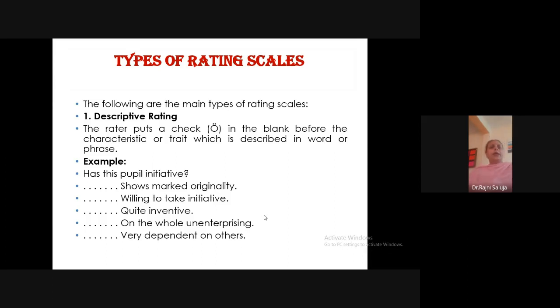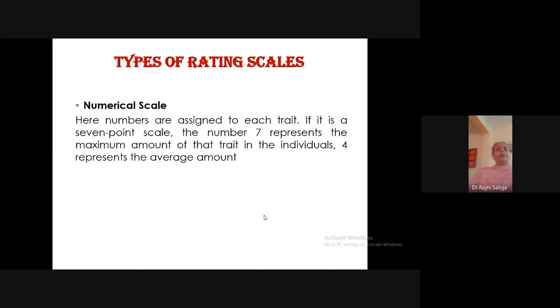The next one is types of rating scales. That was the first one, descriptive rating, where we are just describing. Then numerical scale is when a number is assigned to each trait. If it is a 7-point scale, the number 7 represents the maximum amount of that trait in the individual, and 4 represents the average amount.